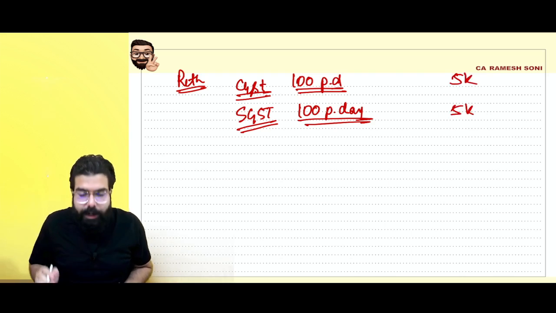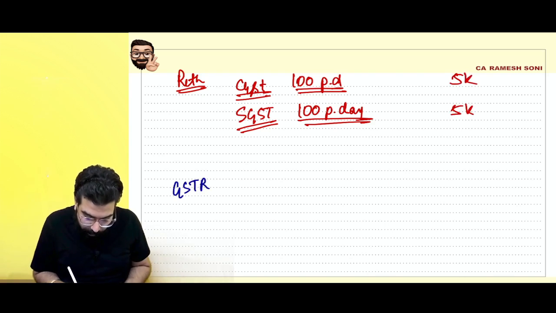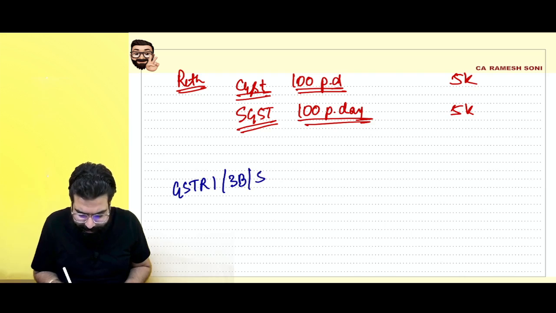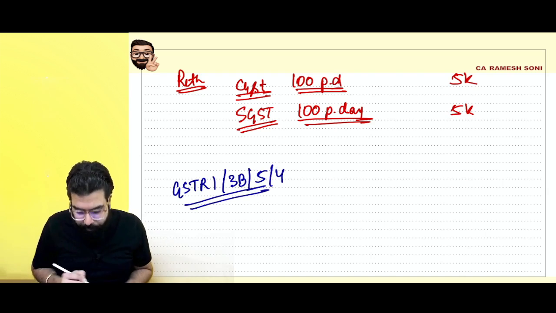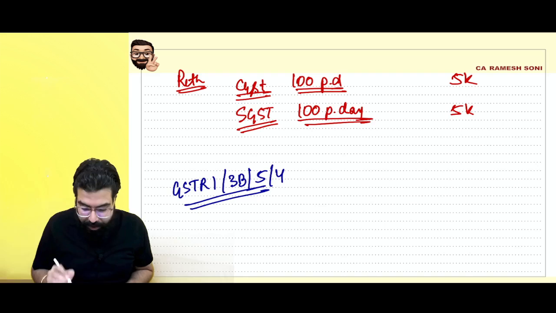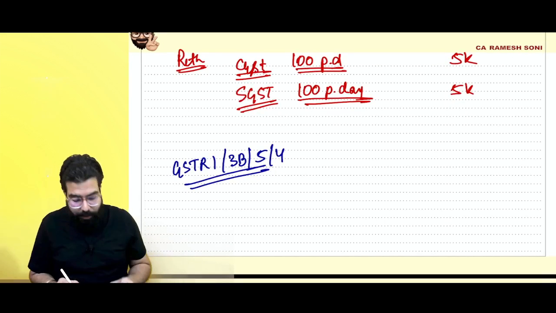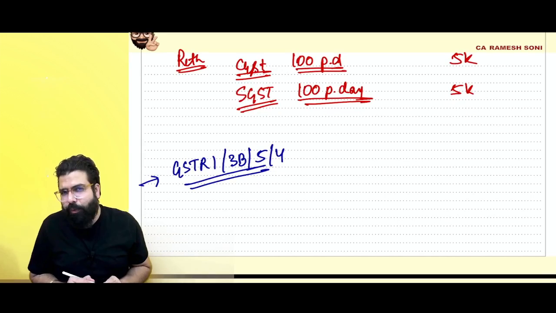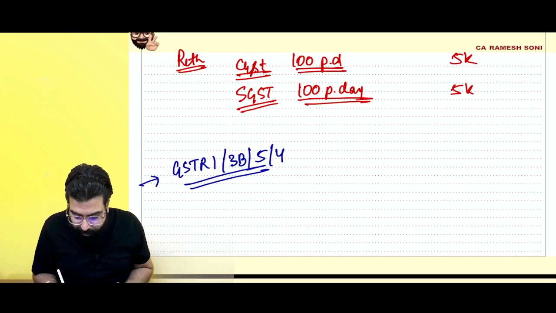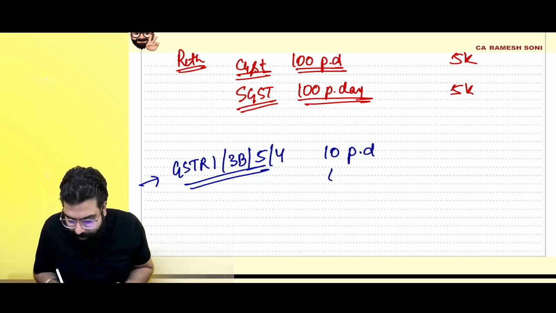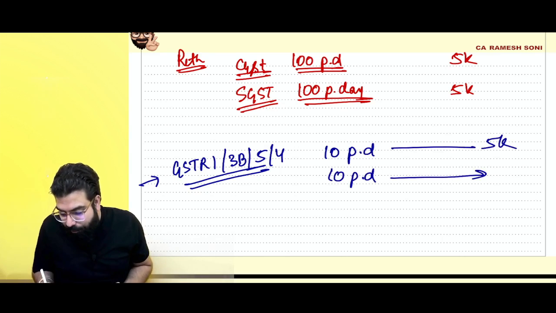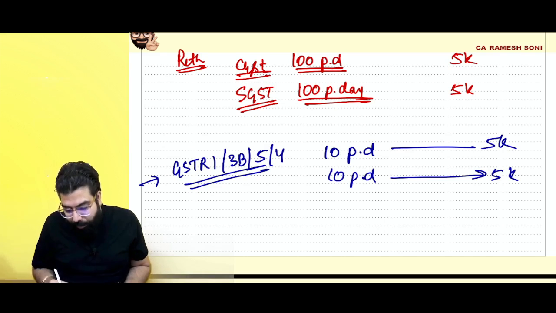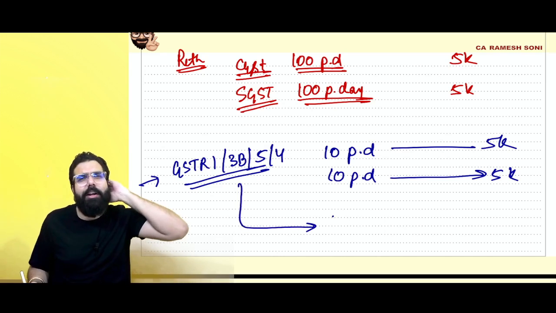Now, what they have done, for GSTR 1, GSTR 3B, GSTR 4, GSTR 5, all these returns, they have reduced the late fee. They have told that if you are filing a nil GSTR 1, GSTR 3B, GSTR 4, GSTR 5, then the late fee will be 10 rupees per day under CGST and 10 rupees per day under SGST, but the maximum will be 5,000 rupees. But if you are furnishing other than nil, nil return means where nothing is there in your return.